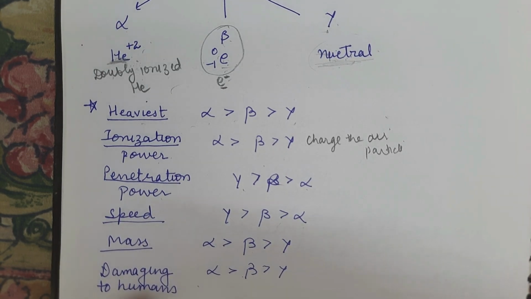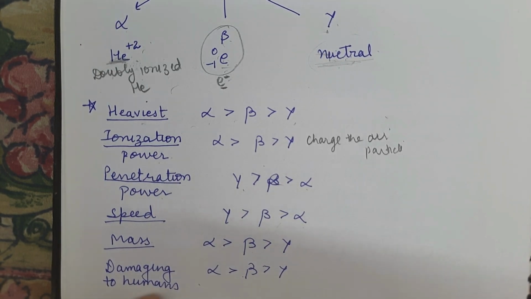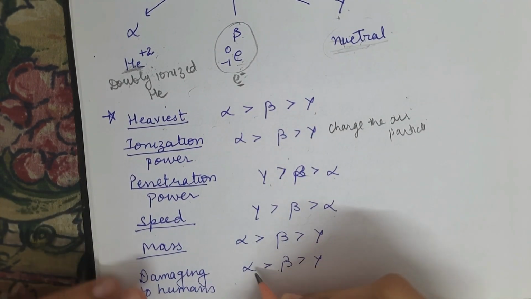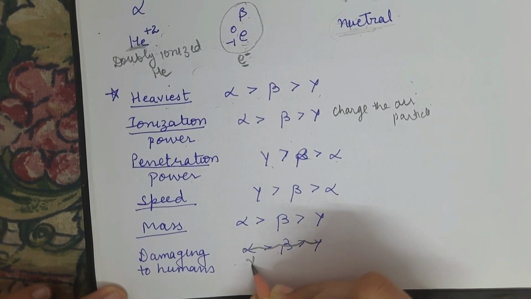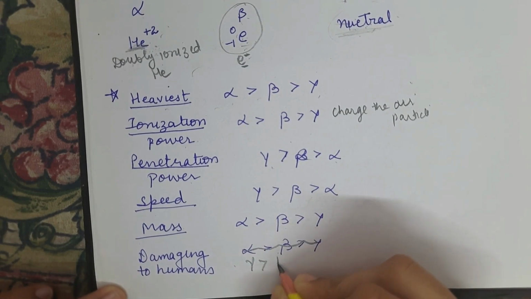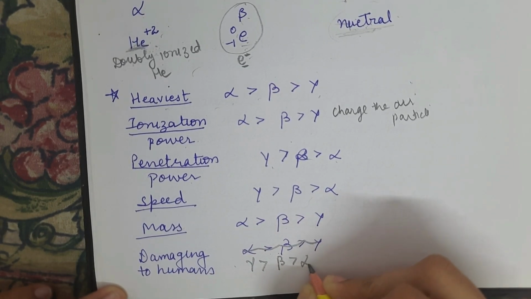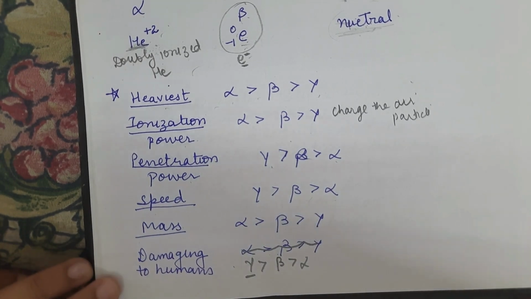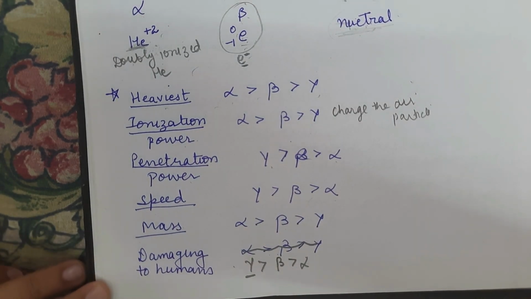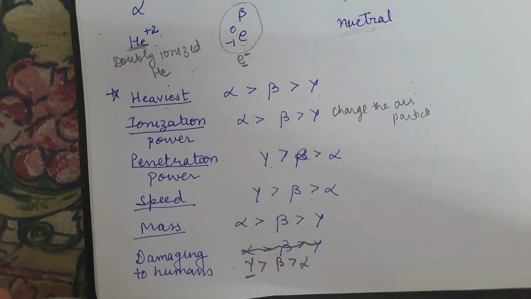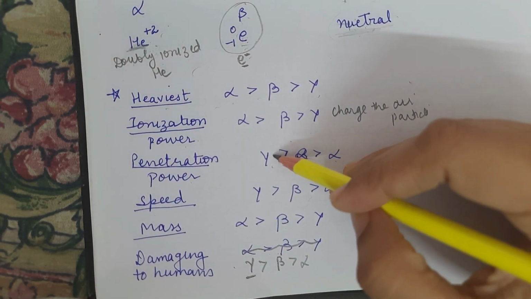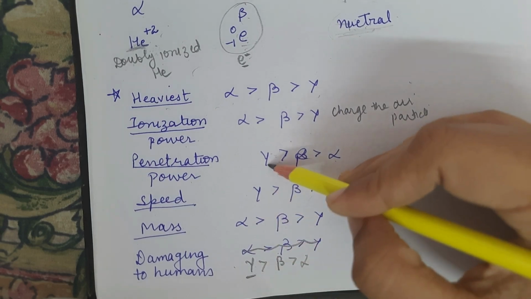Damaging to humans: the order should be gamma is the most damaging, followed by beta, followed by alpha. Gamma is also actually used for the treatment of cancer. So you can imagine they can kill the cancerous cells, and of course if they are used for killing cancerous cells, it means these radiations can pass through our body easily. So from here you can remember they have the highest penetration power and are most damaging, right?